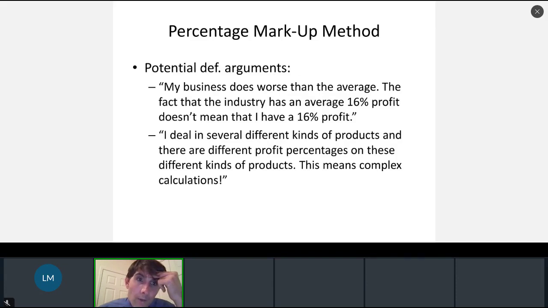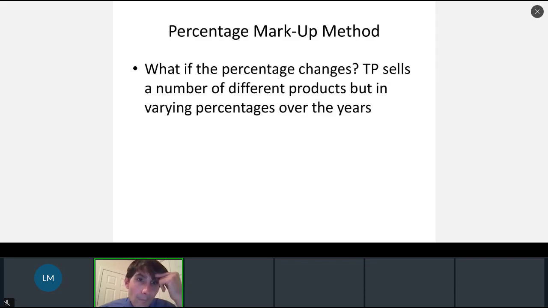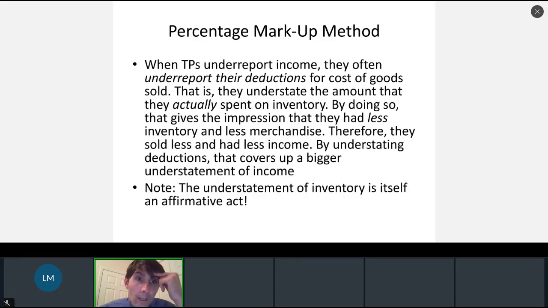There are potential defense arguments here. The first one goes a little bit like this: my business does worse than the average. The fact that the industry has an average 16% profit doesn't mean that I have a 16% profit. And it makes sense. Another argument against this method is that the taxpayer deals in several different kinds of products, and there are different profit percentages on these different kinds of products. This means complex calculations. So what if the percentage changes? The taxpayer sells a number of different products, but in varying percentages over the years.